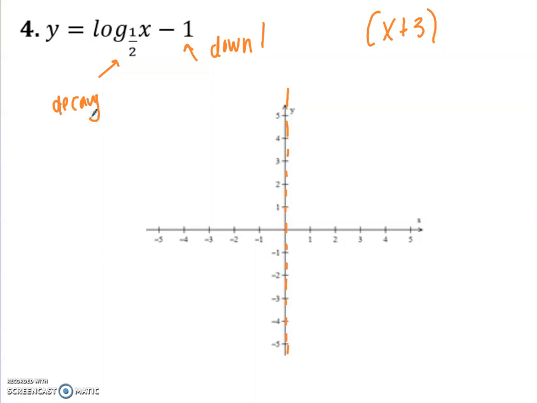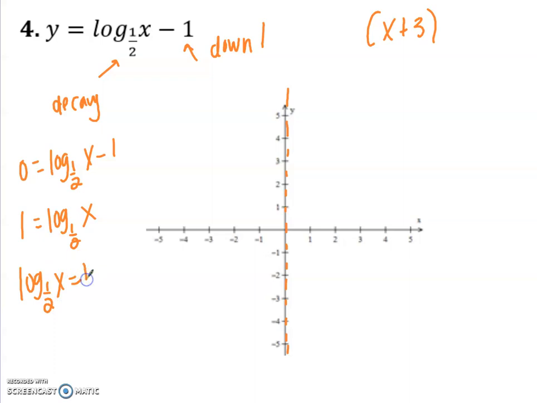And now I'm going to say, okay, 0 is equal to log base 1/2 of x minus 1. Move that 1 over. 1 is equal to log base 1/2 of x. I like to write the logs on the left side. Okay, 1/2 to the x is equal to 1. Okay, so as I look over here, we're moving this down. And since it is a decay, there we go.